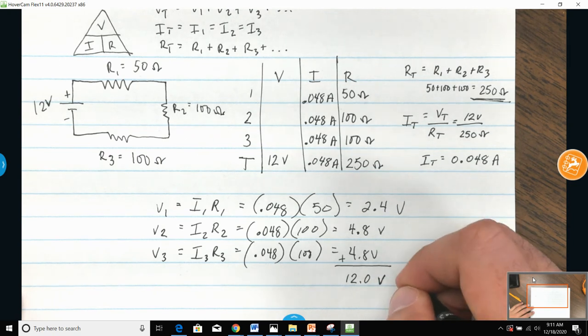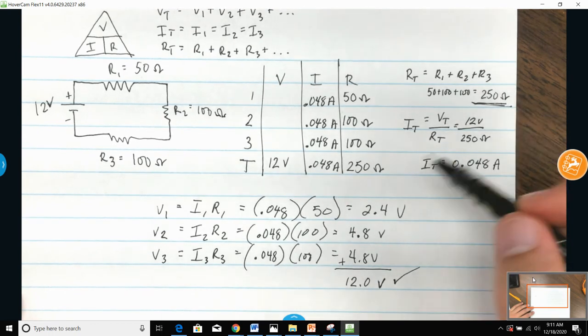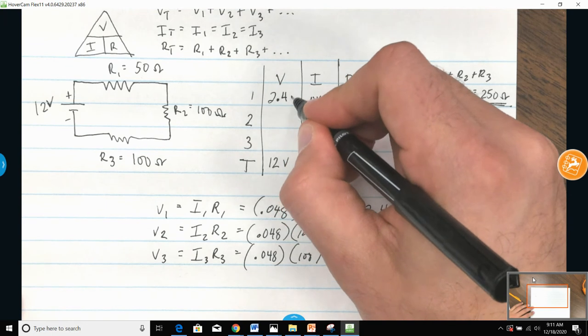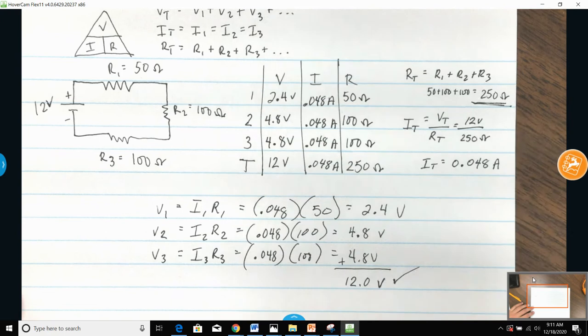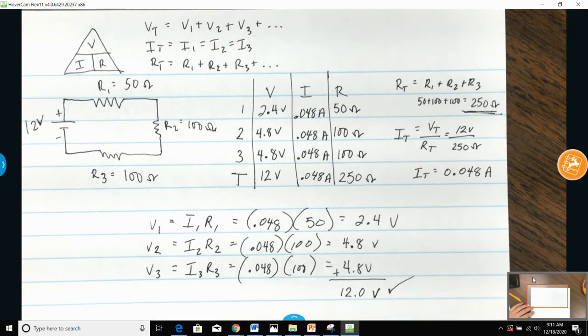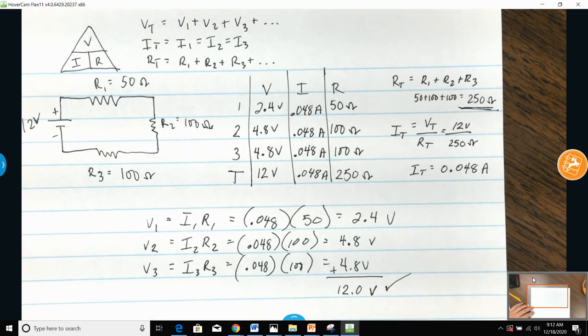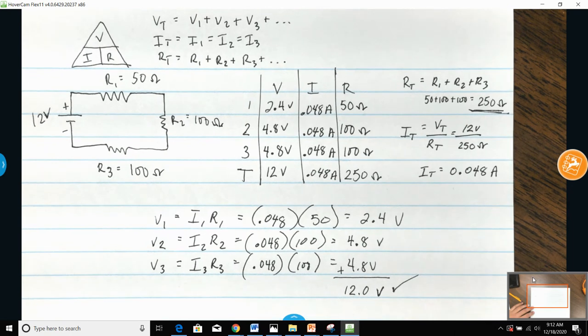All right, so 12.0 volts. If that's the case, I'm going to give myself a little check mark, and then I can punch them into their right spots: the 2.4 volts, the 4.8, and the 4.8. If it didn't come out to be 12, if it was something a little bit extra or a little bit below, you would then need to round these a little bit until everything matched up evenly.